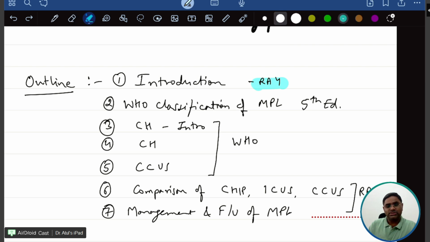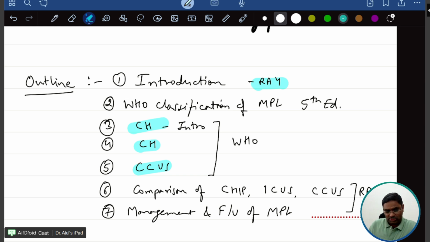Then we will discuss each entity that is described in this category, MPL, that is myeloid precursor lesions, in WHO one by one, that is clonal hematopoiesis introduction, then clonal hematopoiesis, then clonal cytopenia of undetermined significance. That chapter is best described, as I mentioned earlier, in WHO, so I will cover extra points from WHO also.